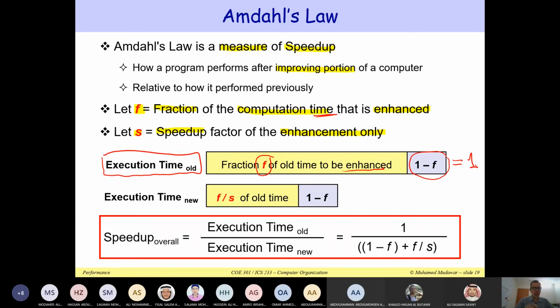So suppose that we improve it by a speed up factor, which is S. So the factor here is S. That's my speed up factor. So we say that if we can improve this fraction F of the old execution time by a factor of S, then I'm going to reduce the time here by F over S. So this fraction of old time, we are going to divide it by S, because S here is my speed up factor. Clear? Now the remaining 1 minus F, this is the remaining fraction of my old execution time, has not been improved. It's still the same.